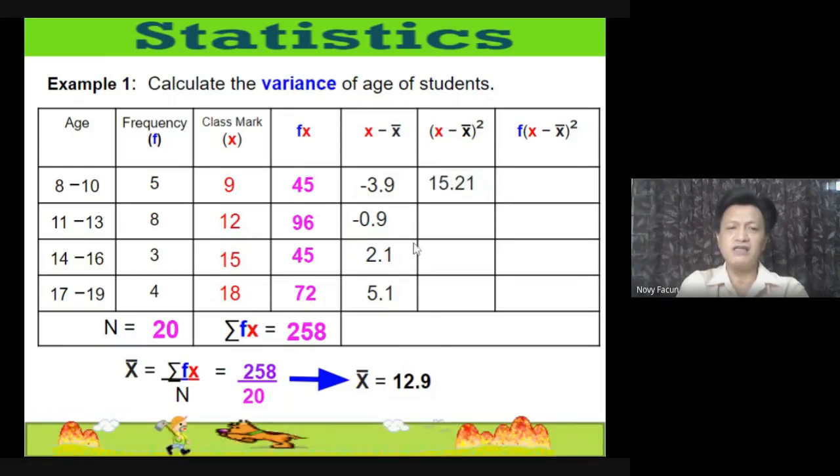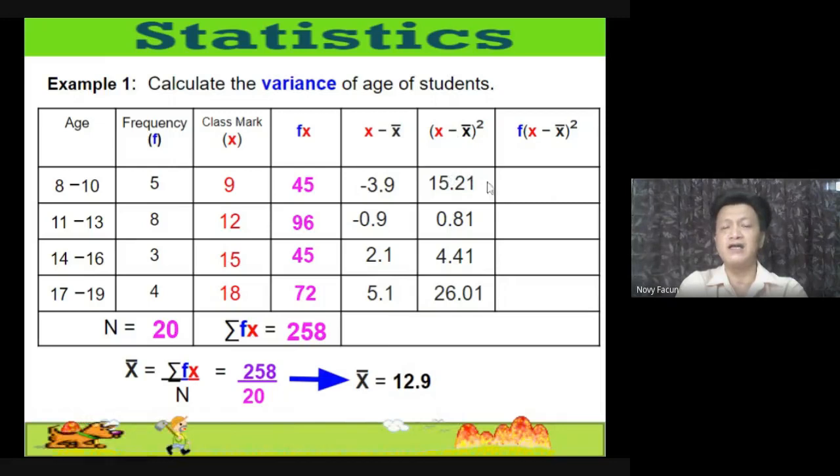Then we have negative 0.9 square. That is equal to 0.81. Then 2.1 square. That is 4.41. Then 5.1 square, mean to say 5.1 times 5.1, that is equal to 26.01. Okay, and then kapag nakompleto na natin yung square, we can now get the product of the frequency and the squared of the difference of the mean and the class mark.